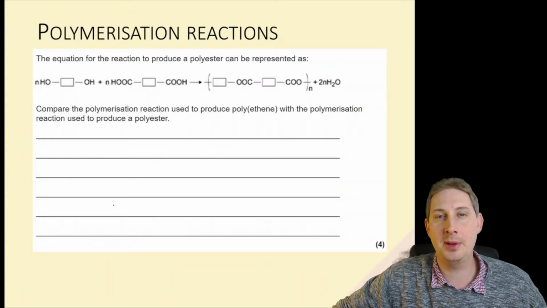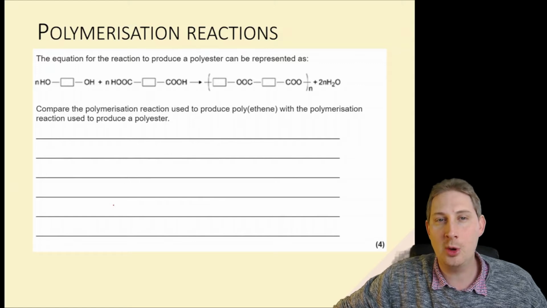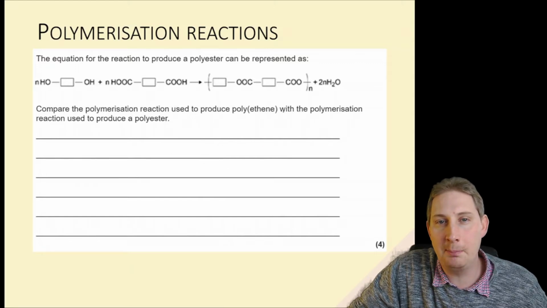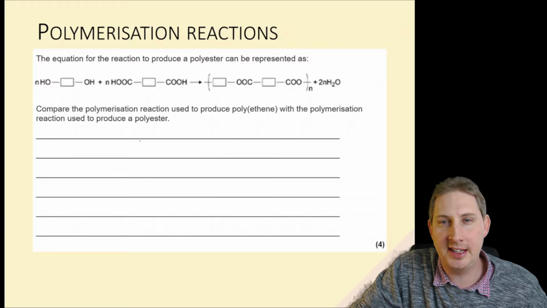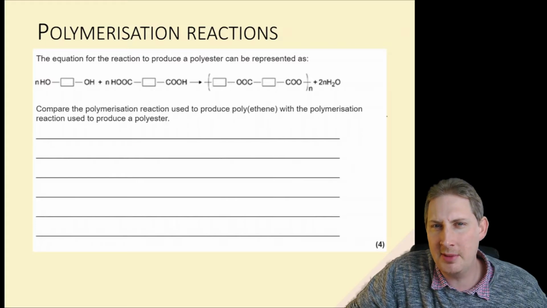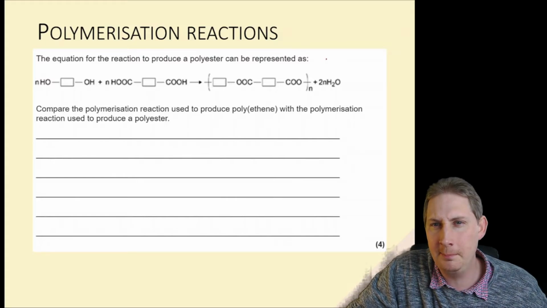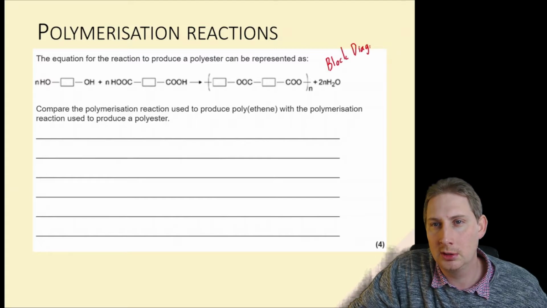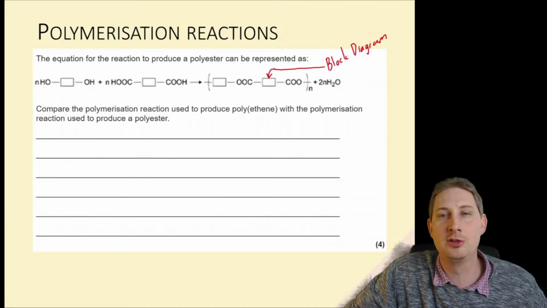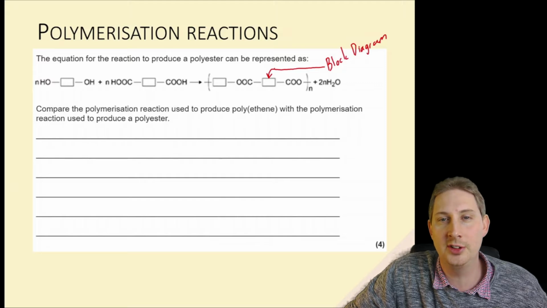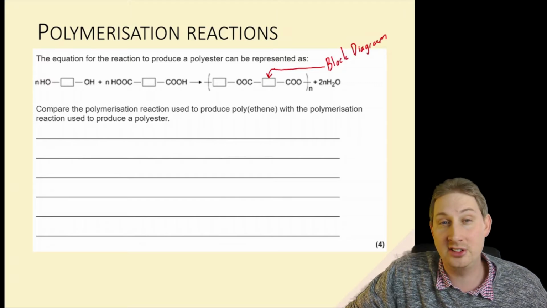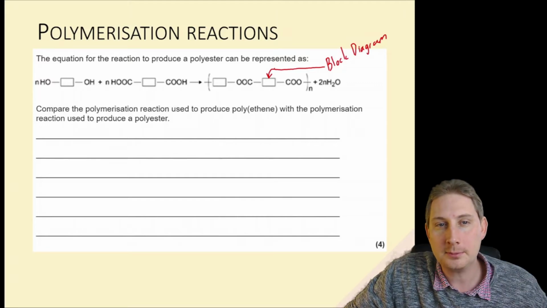So let's start with polymerisation. The equation for the reaction to produce a polyester can be represented by this. Now if you remember, this is called a block diagram. And the blocks in the middle, they just represent something that we can't be bothered to draw out in full, something that would just confuse it. You can replace that with CH2 if you want.